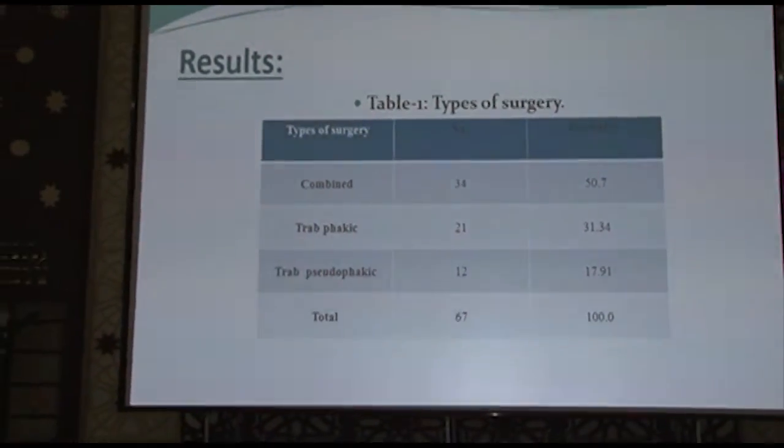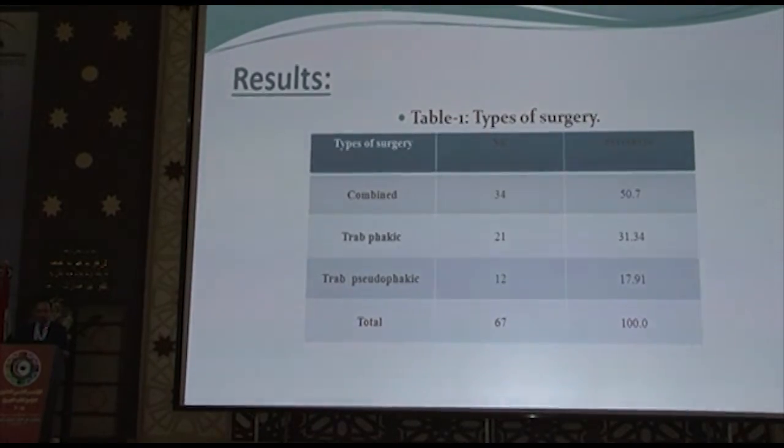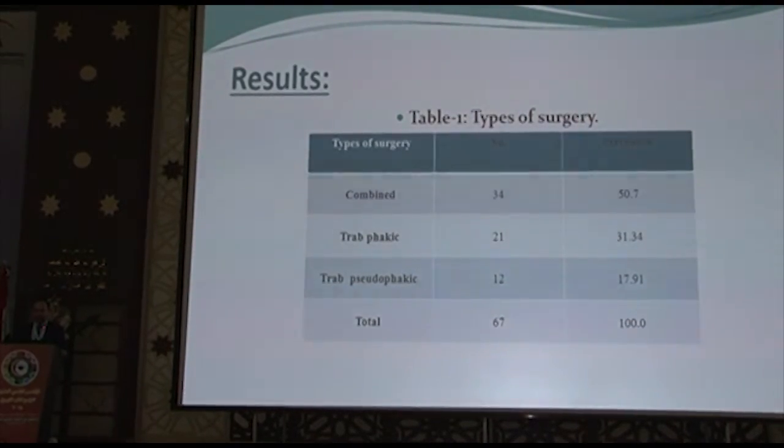Results. This table shows that combined patients were 34, as we said, with a percent of 50.7. For trabeculotomy, we divide the group into 2 subgroups, phakic and pseudophakic. 21 of the 33 patients were phakic and 12 were pseudophakic.